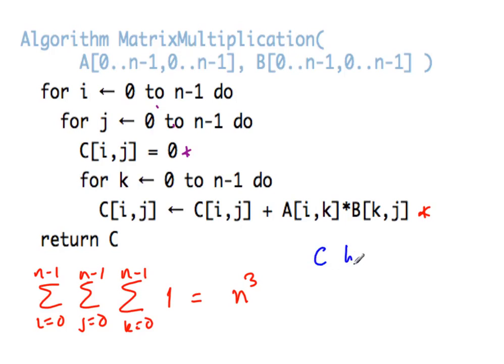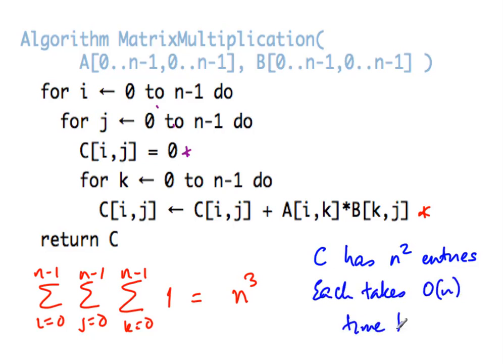So C has n squared entries, so we have to compute all of them, and each takes order n time to compute, because we have to run through n terms of the form Aik Bkj in order to compute a single Cij. So there are two different ways to estimate this complexity.